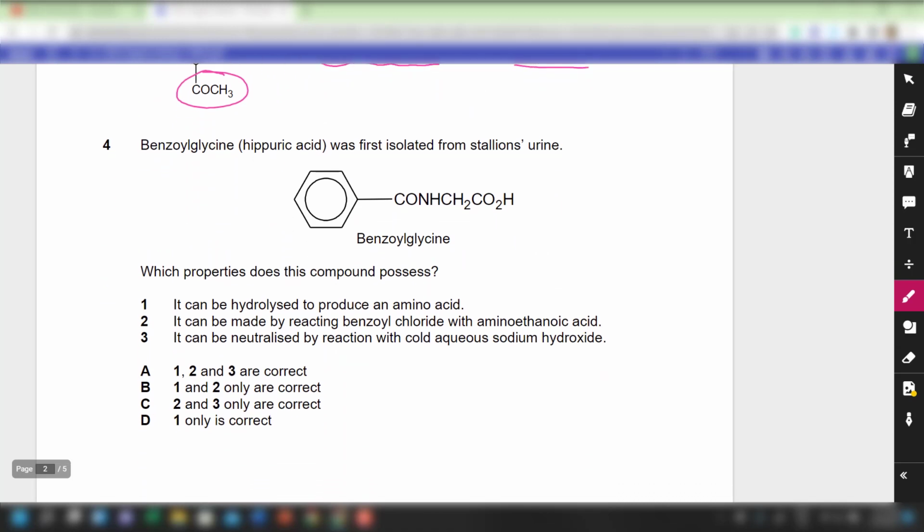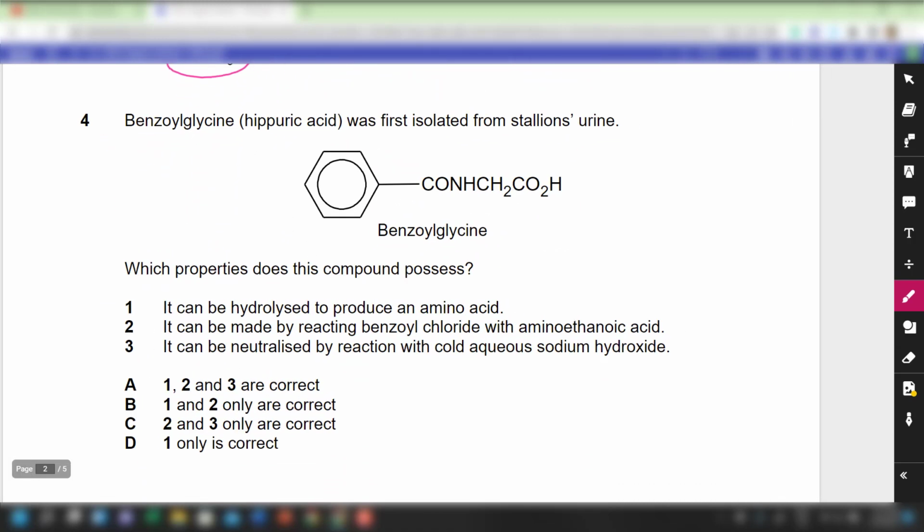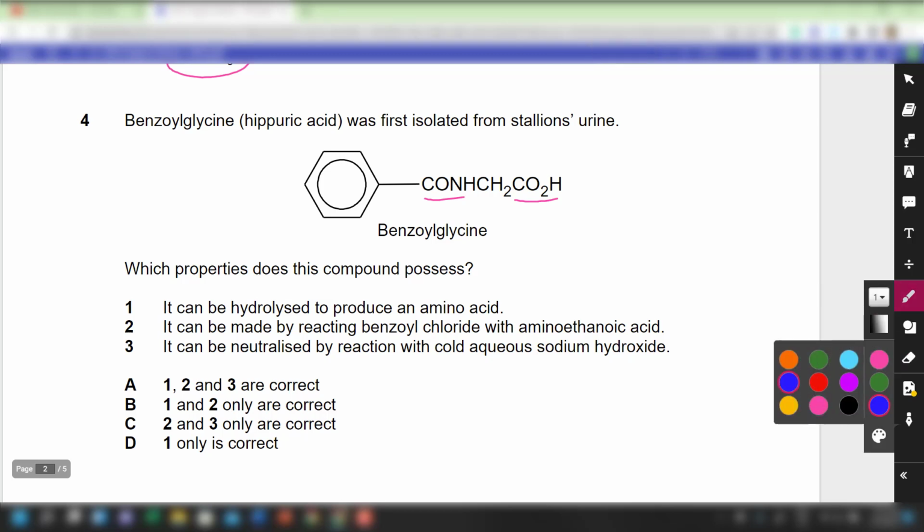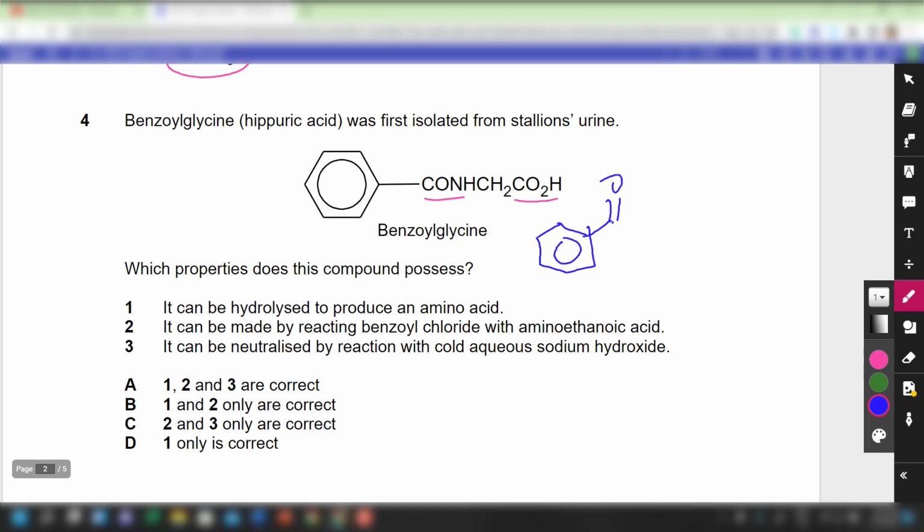Next, we'll look at question 4. We have benzoyl glycine, first isolated from Stellen's urine. So we have an amide over here and a carboxylic acid. Which properties does this compound possess? If you are not very sure how to look at the structure, we can draw out the structure in skeletal format. So we have an amide, and an NH, and a CH2 and a carboxylic acid like this.